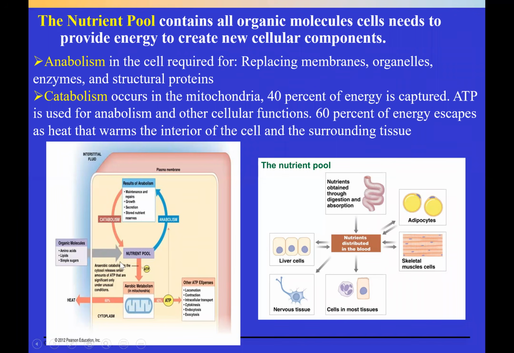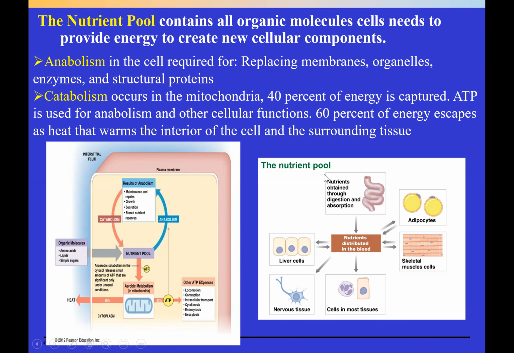Anabolically, the nutrient pool can be used for making membranes, for recycling organelles, for making structural proteins. So for all the growth, maintenance, and repair of the cell, the nutrient pool will be used in anabolic pathways.